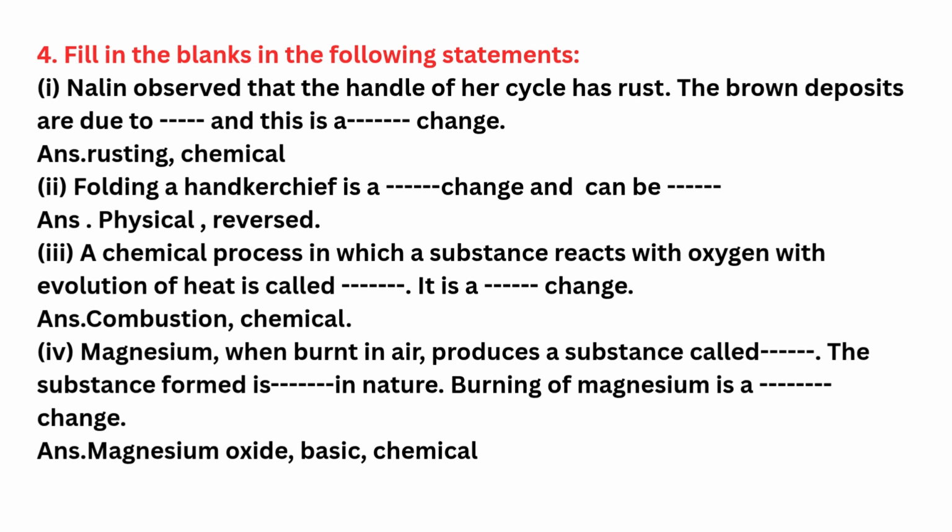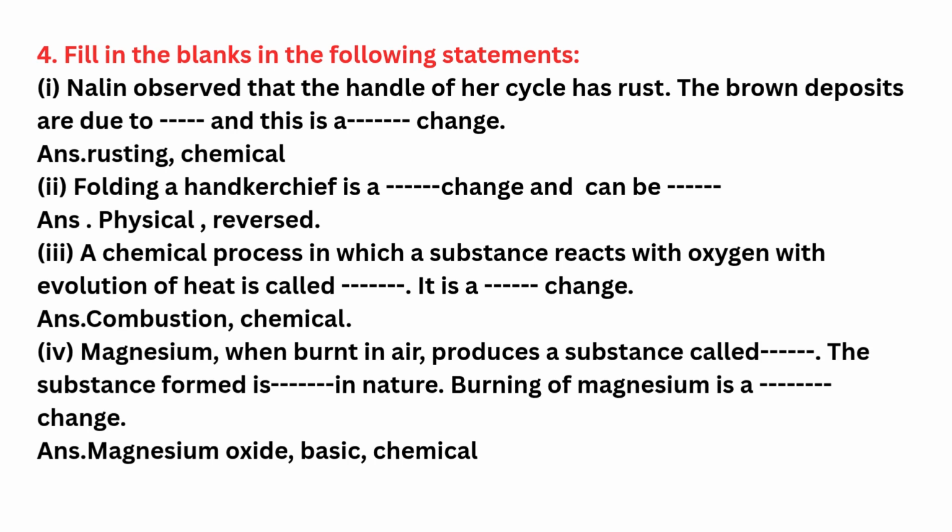Question number 4: fill in the blanks in the following statements. First one, Nalin observed that the handle of a cycle has rust. The brown deposits are due to dash and this is a dash change. That is the answer: rusting, chemical change. Second one, folding a handkerchief is a dash change and can be dash. That is physical and can be reversed. Third one, a chemical process in which a substance reacts with oxygen with the evolution of heat is called dash. Combustion. It is a chemical change.